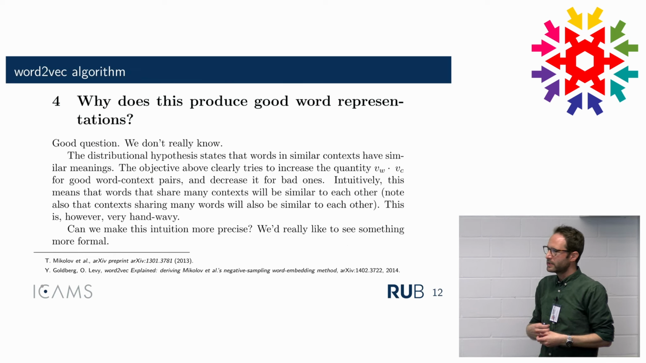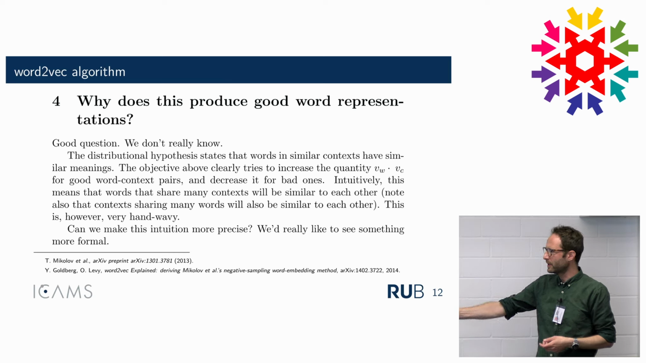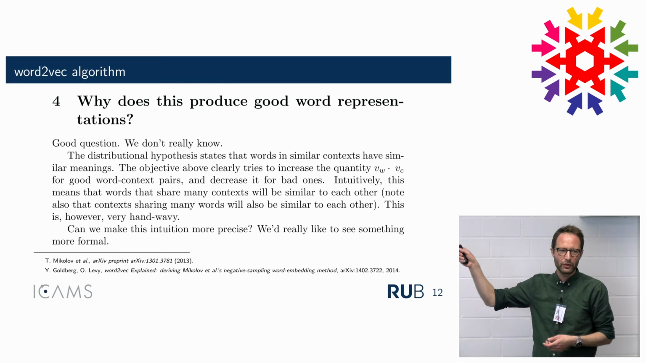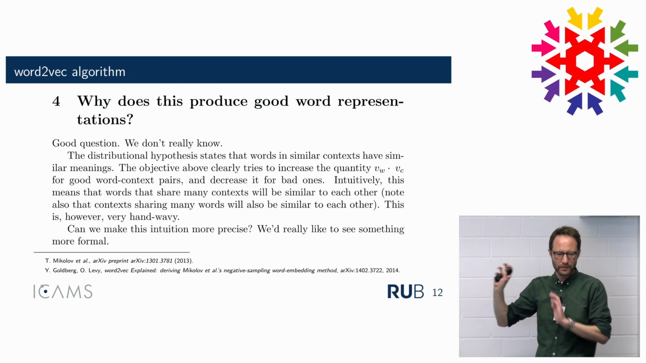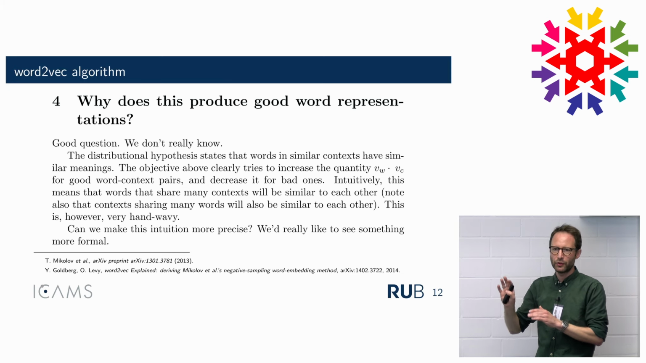The question is, why does it work so well? And I don't have an answer. The original author of this word2vec embedding was Mikolov, but there's a very nice paper explaining it only a year later. And they have a separate chapter on this. And to my knowledge, even today, people don't know why it works.